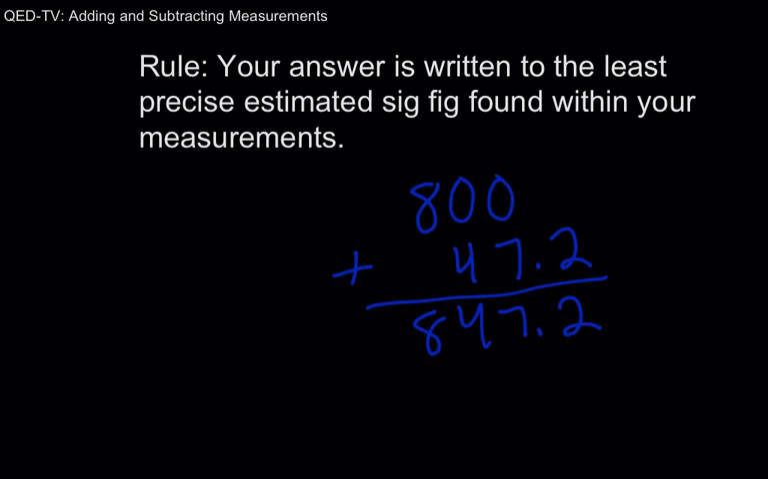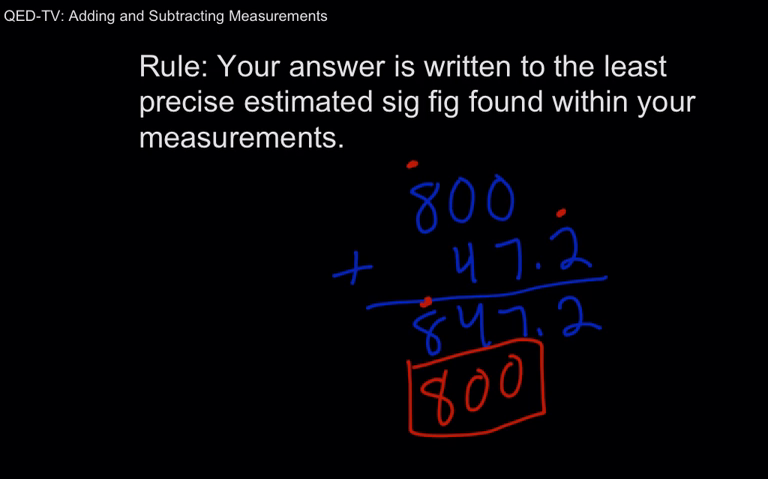Well, in 47.2, the estimated digit is the 2, the tenths place. And in 800, I only have one sig fig. Of course, if you have one, it has to be the estimated. So we're estimating to the hundreds on this one. That 8 is our estimate. Clearly, that's the least precise place. So my answer has to be rounded to the hundreds place also. In 847.2, the 4 needs to be 5 or more to round up, so this just rounds off to 800. That would be my answer when I add these two things together.